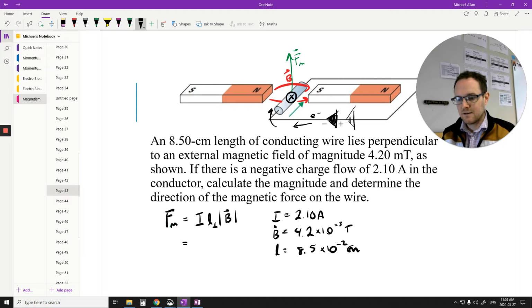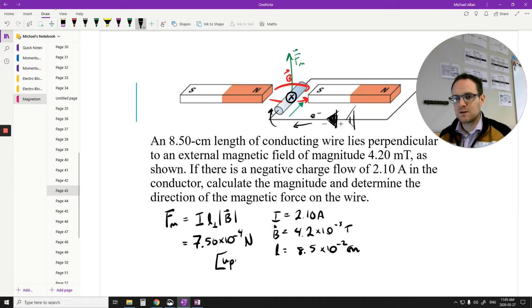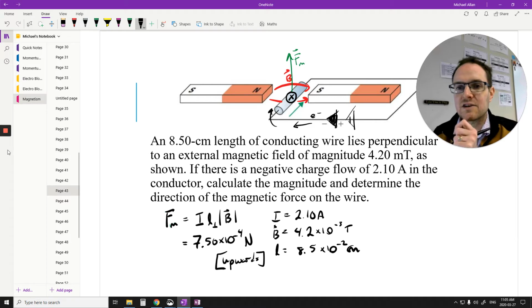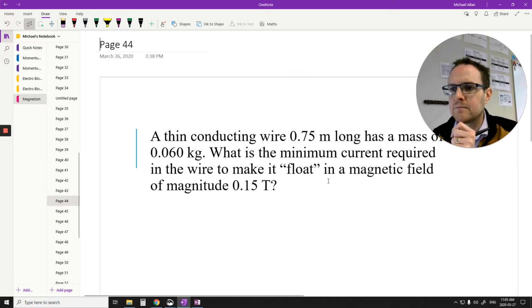So I pull out my calculator and punch them all together and I get a force here. So my magnetic force, using the numbers on that side over there, with 3 sig digs is 7.50 times 10 to the negative 4 newtons. And I know what direction it is. It's going upwards. So I can put those together and get my final answer.